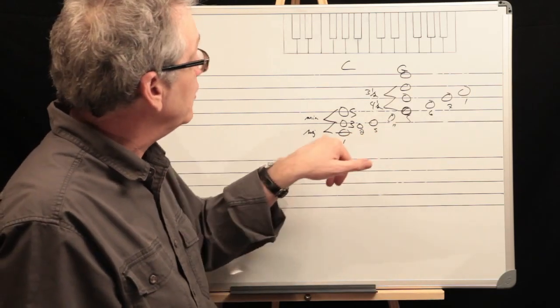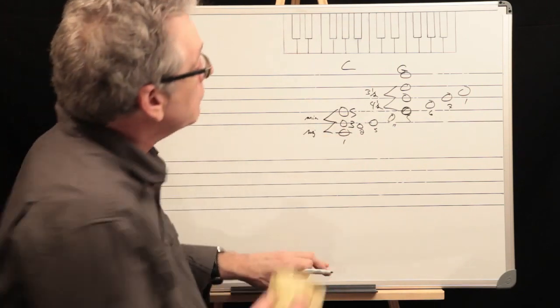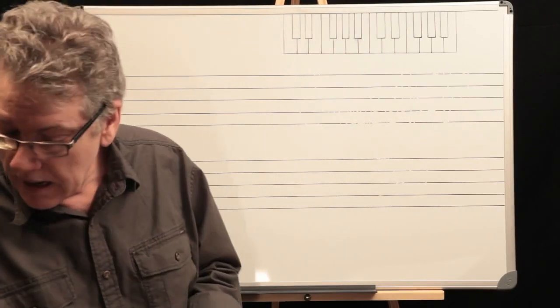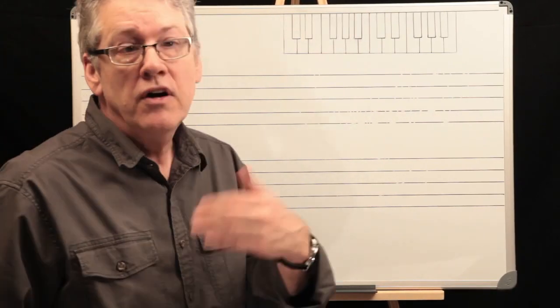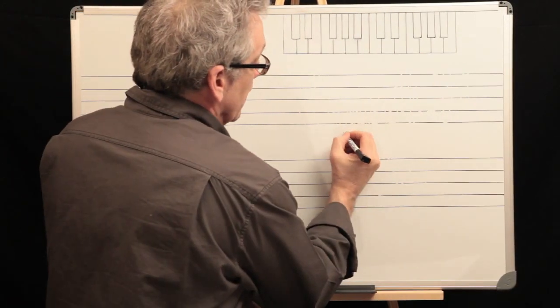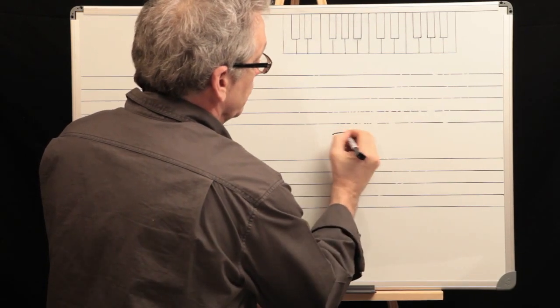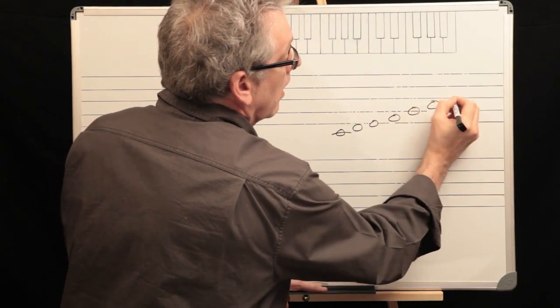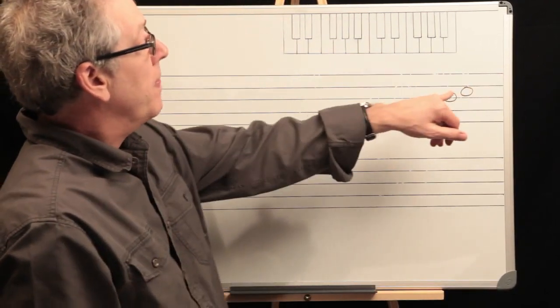So 5 leads to the 1, and then in front of the 5 chord, let's go back to our C major scale.